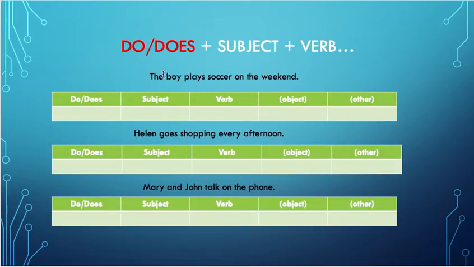So, I want you to look at these sentences and write the correct questions. For example, the boy plays soccer on the weekend. For the boy, do you choose do or does? You need to think: the boy, is that he or she? The boy is he. So for he, you will say does, and also finish questions 2 and 3. So stop the video and do that.